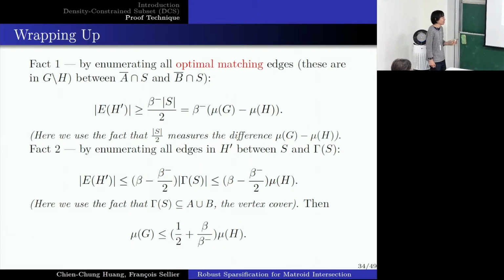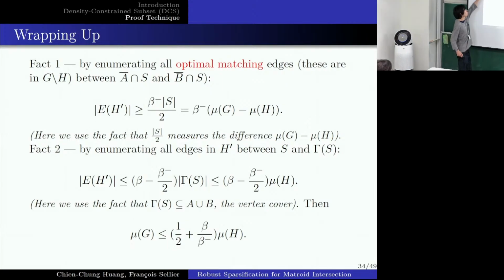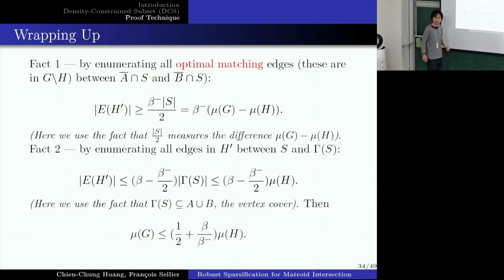Why is that? Because gamma of S is a subset of A union B. And remember, A union B is the optimal vertex cover in H. And that's the upper bound on the size of the matching mu of H. Anyway, I'm going to use these two facts to derive this.